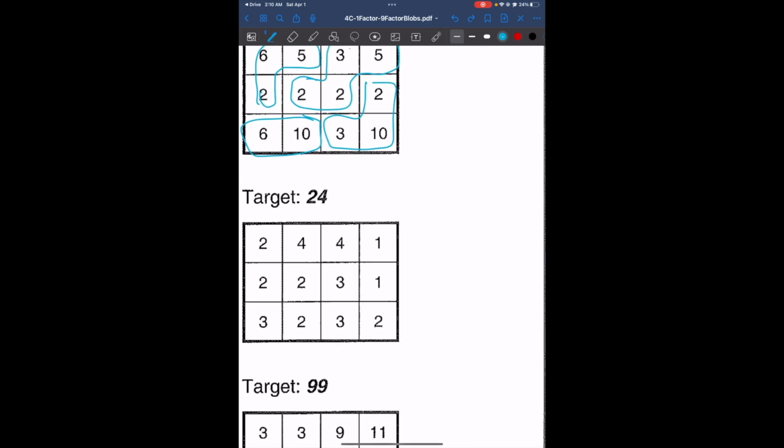And for problem 96, we have target number 24. So we can do prime factorization. And so 24 equals 2 to the power of 3 times 3. And so we need 3 2s and 1 3 involved in one blob. Again, these ones won't have an effect because multiplying 1 to any number gives the number itself during multiplication.